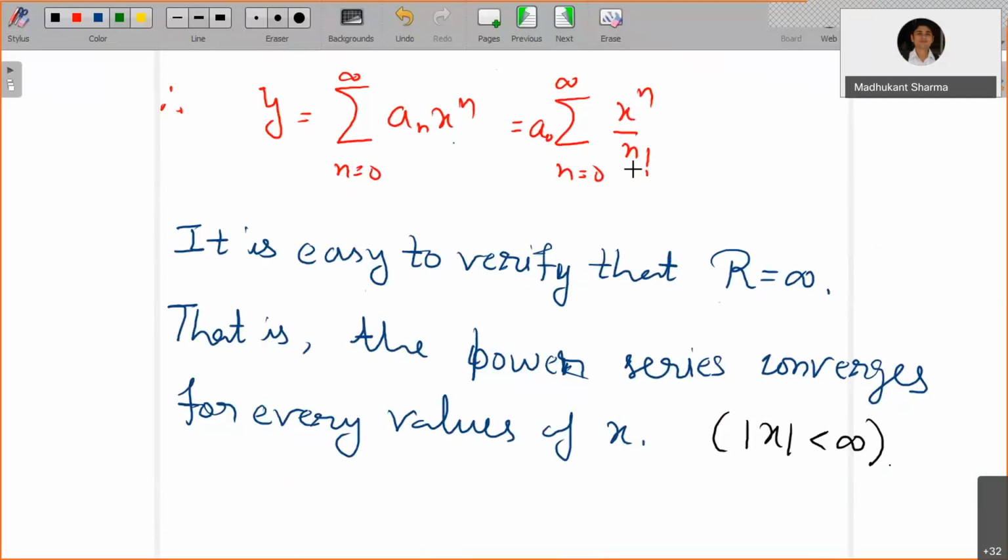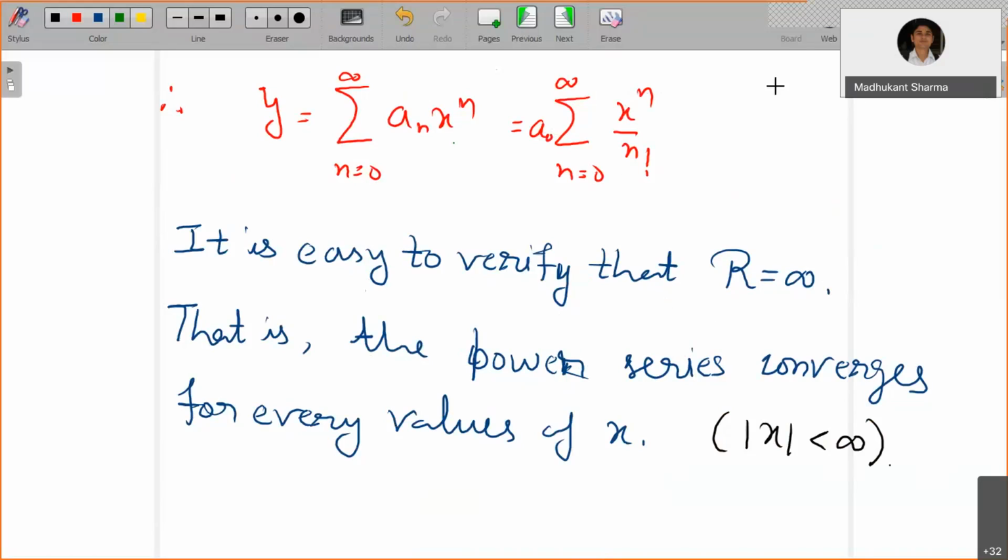Now what is this series? This coefficient a_0 times this is nothing but the exponential series about the point x equals 0. You can use the ratio test to determine that R equals infinity. That radius of convergence being infinity means this power series converges for every value of x. We have already done that during the Taylor series session. It is very easy to observe, so you can use the ratio test for that case. So this converges for every value of x.